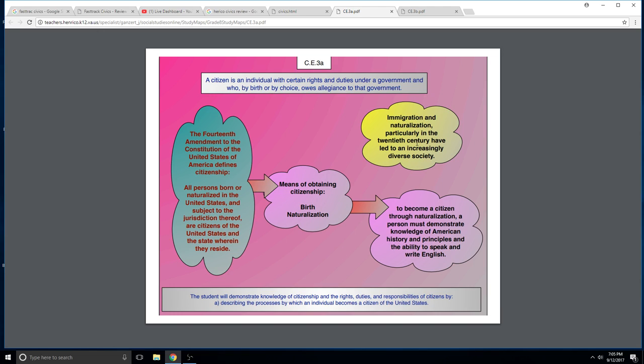So we did the steps of naturalization. We did alien, immigrant. We did how you become a citizen, birth and naturalization. We did diversity. And we talked about the 14th Amendment. I think those are all our big things to knock off right there.